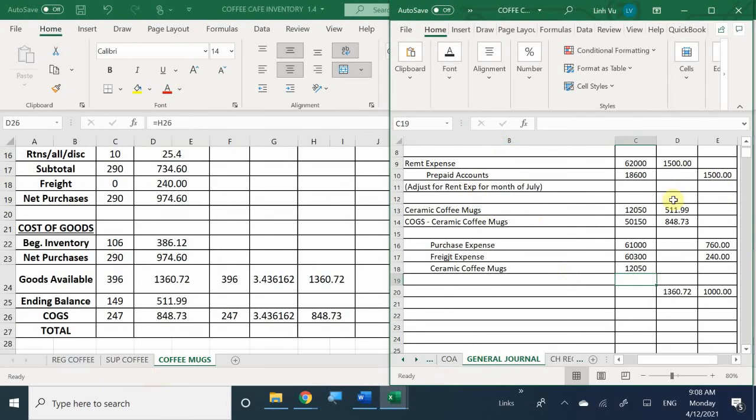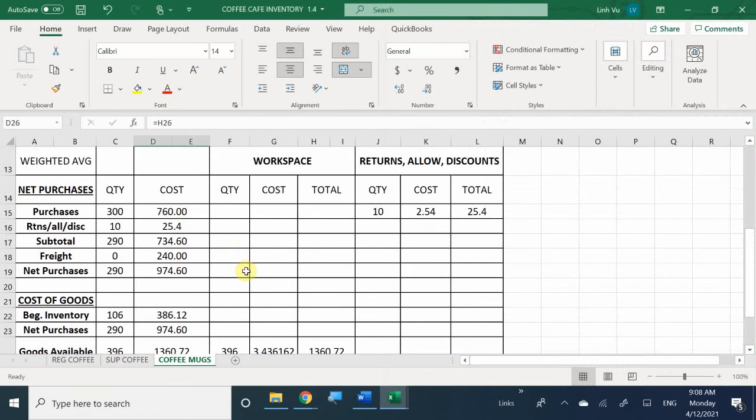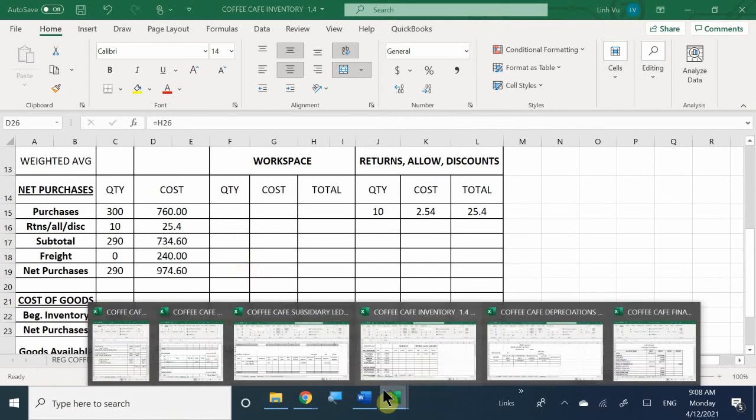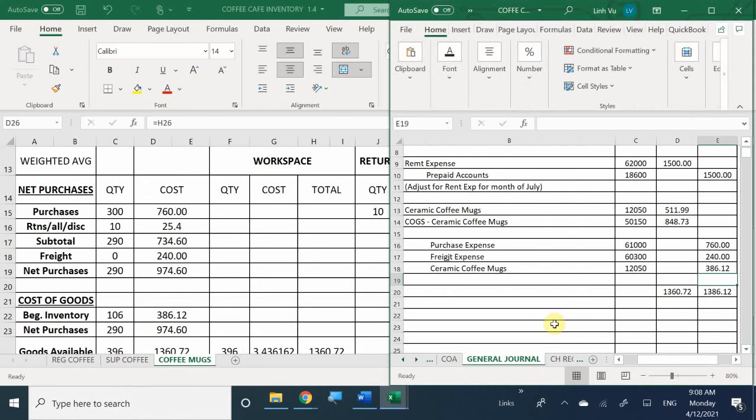$386.12. Okay. So now I have 1360.72 and I have 1386.12. So what is my last component I'm missing? Returns and allowances. We had purchase returns and allowances.